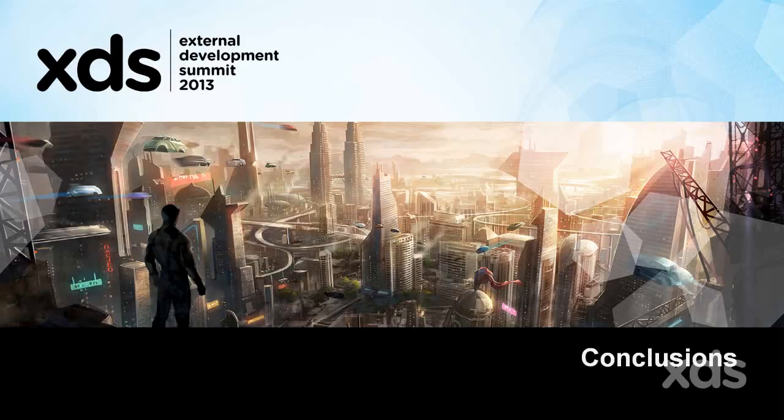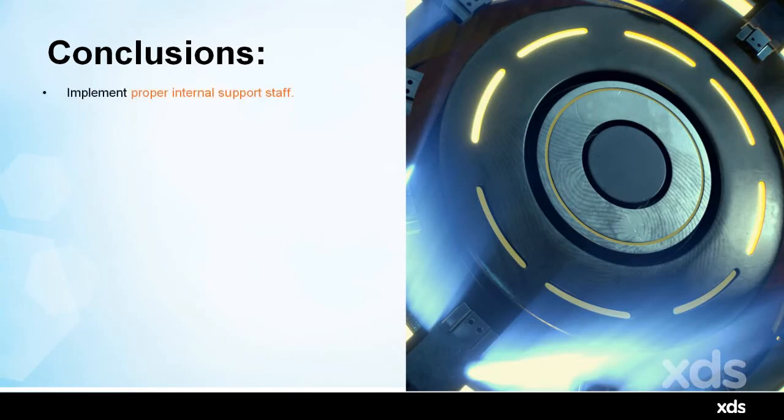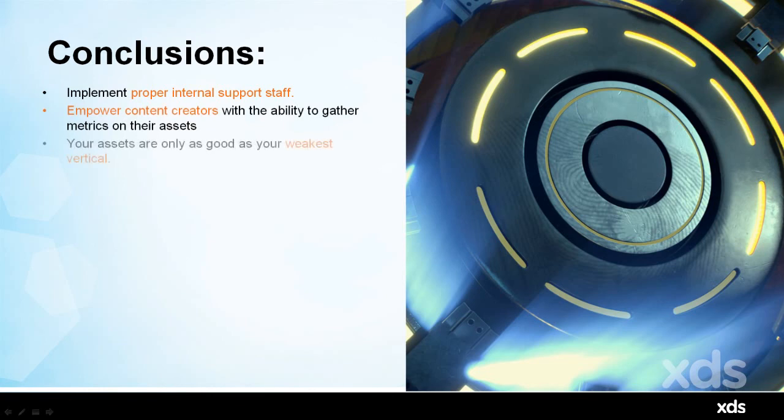So, some conclusions. Implement proper internal support staff, of course. Empower content creators with the ability to gather metrics on their assets. Your assets are only as good as your weakest vertical. And if it is hardware, then that sucks, but hopefully it's not the hardware yet.